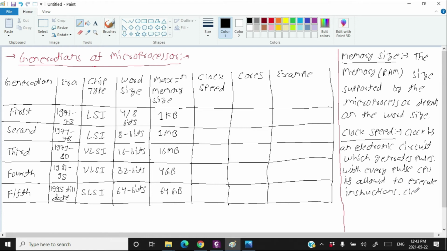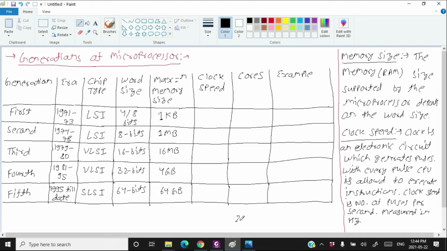So clock speed is number of pulses per second. Clock speed can be measured in hertz, Hz. Hopefully you know about hertz. See, 1 hertz means 1 clock pulse per second. 2 hertz means 2 clock pulses per second.